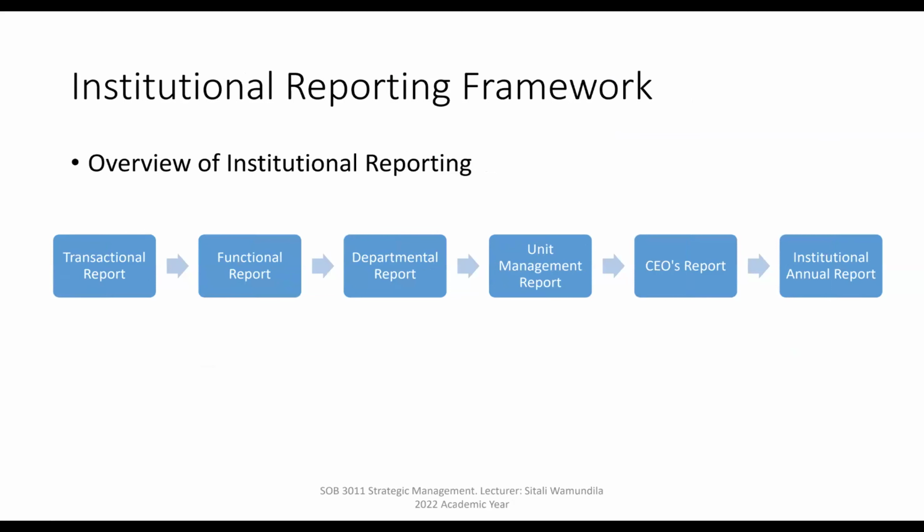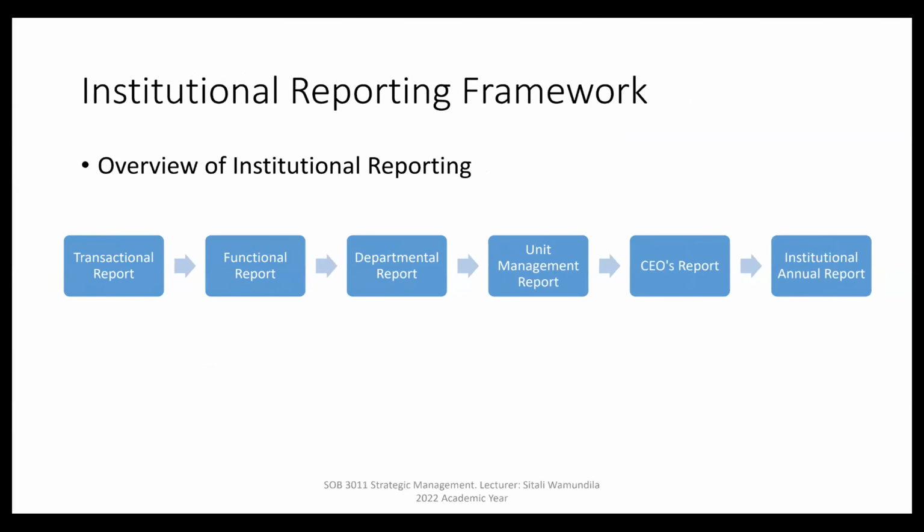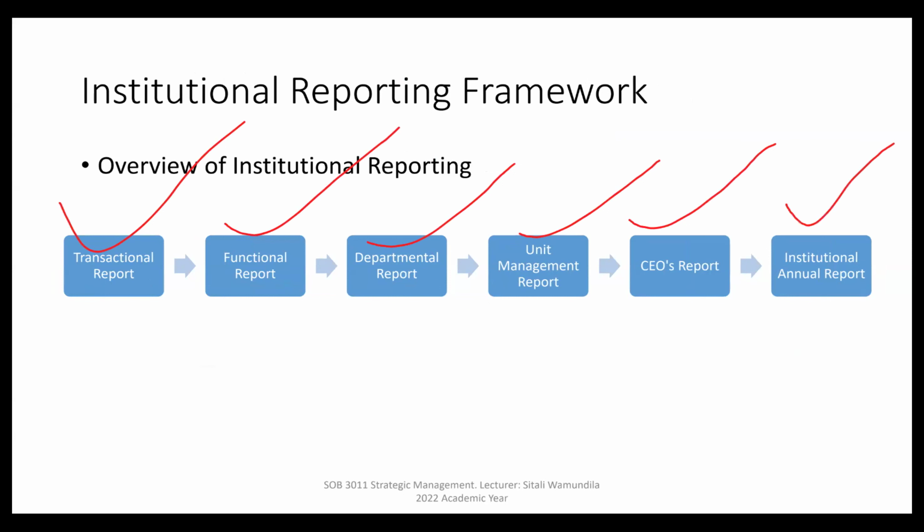Now, when you want to follow, for example, the institutional reporting framework, here is an overview of this one. Number one, you have the transactional report. It will be followed by the functional report. The functional report will be followed by the departmental report. Then there will be a unit report. Then there will be the CEO's report. And then there will be the institutional annual report.